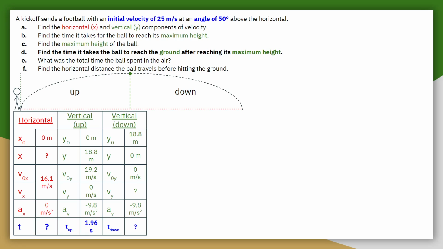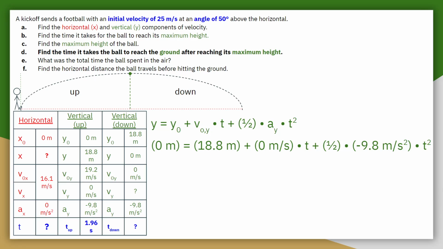But right now, we also want to figure out the amount of time it takes for the ball to return to the ground after it reaches its maximum height. This is where we can use that equation that I was saying was an alternative approach to figure out the ball's maximum position in the previous step. Plug in the variables we know.